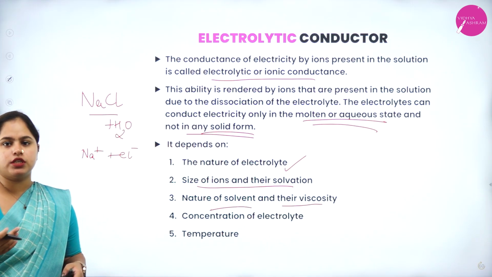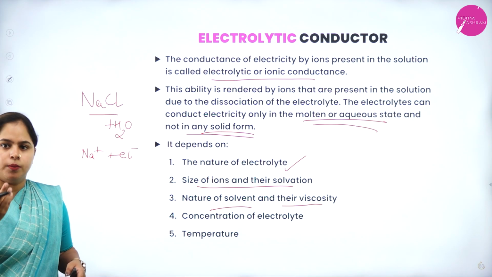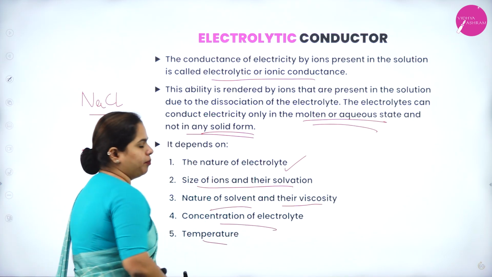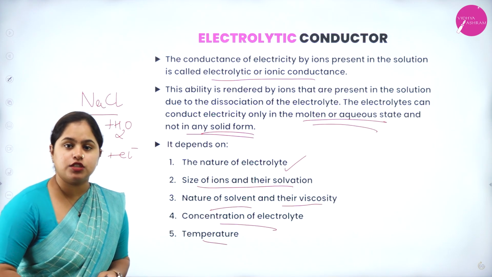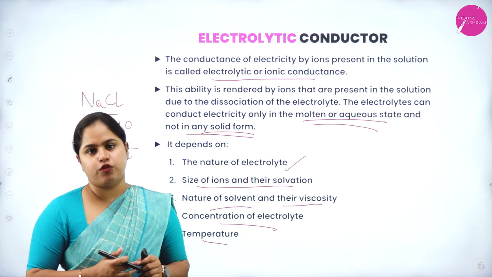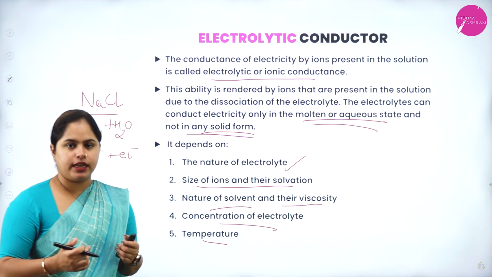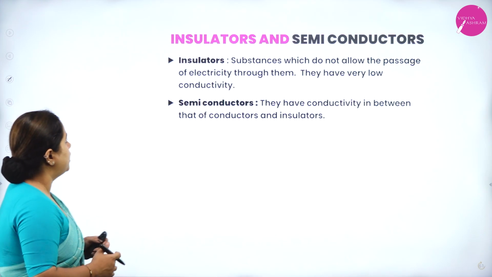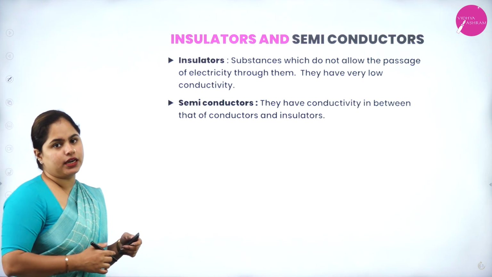What is it that we are using to dissolve or dilute the particular substance? Now, the concentration of the electrolyte and temperature. So, these are the various factors on which the electrolytic conductance depends. I hope this is clear to you, what electrolytic conductors are, right? It is happening due to the presence of ions. Fine. Now, moving on to insulators and semiconductors.